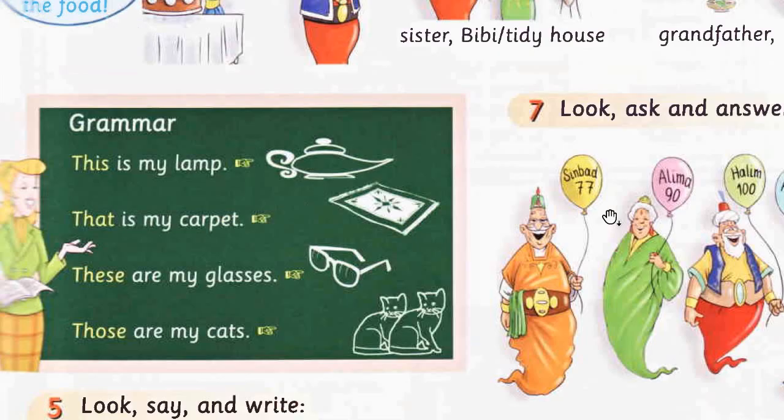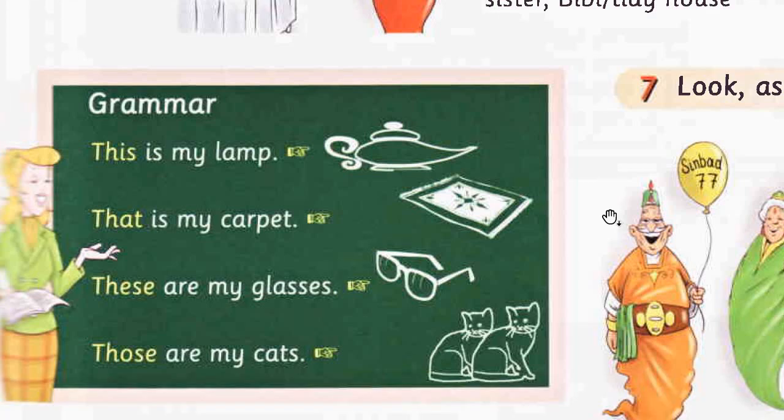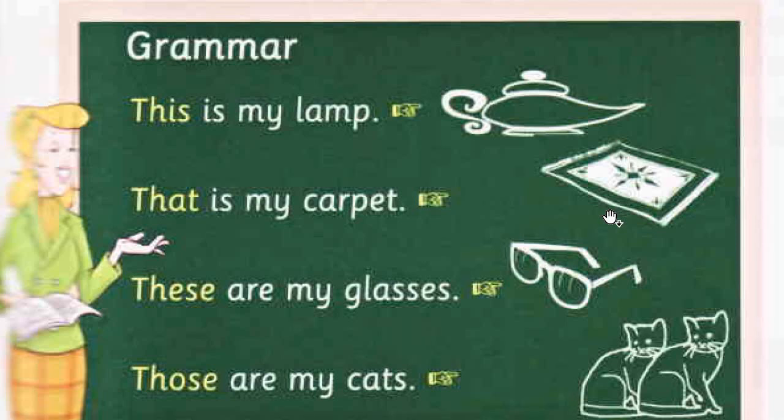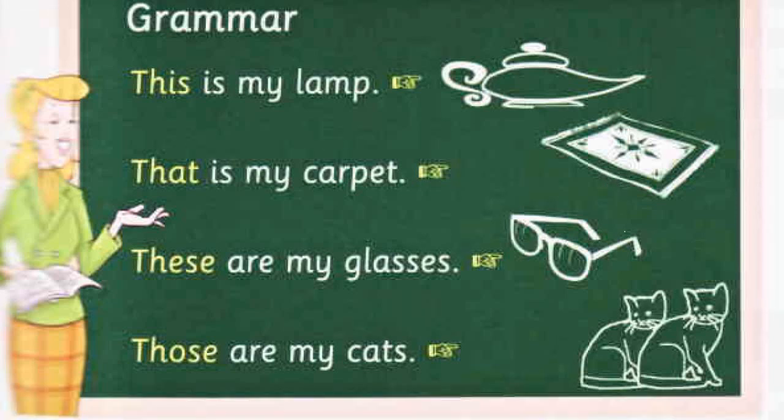So, let me just zoom it in to the good screen for you. Okay, here. Look at the grammar part that we're going to start. The first sentence here is, this is my lamp. Look at the picture. This is a picture of a lamp. Because the lamp is close, we use this. So this is a word we are using to point to the close objects. So this is my lamp.